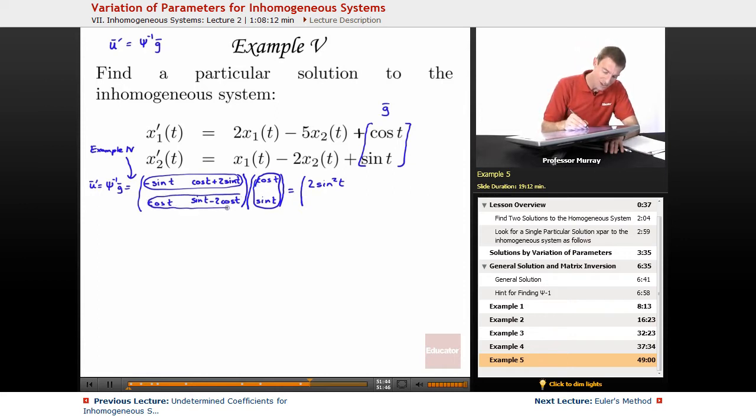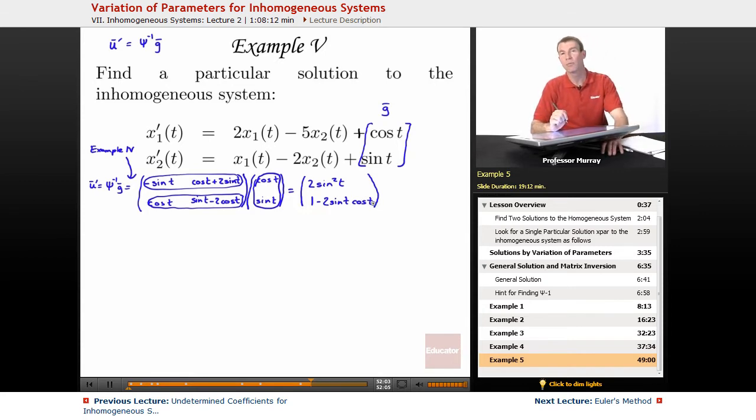Now I'm going to multiply this second row by that same column. So I see I've got cosine squared plus sine squared. So that's a 1. Minus 2 sine t cosine t. And remember, that's u prime. So that's u1 prime and u2 prime.